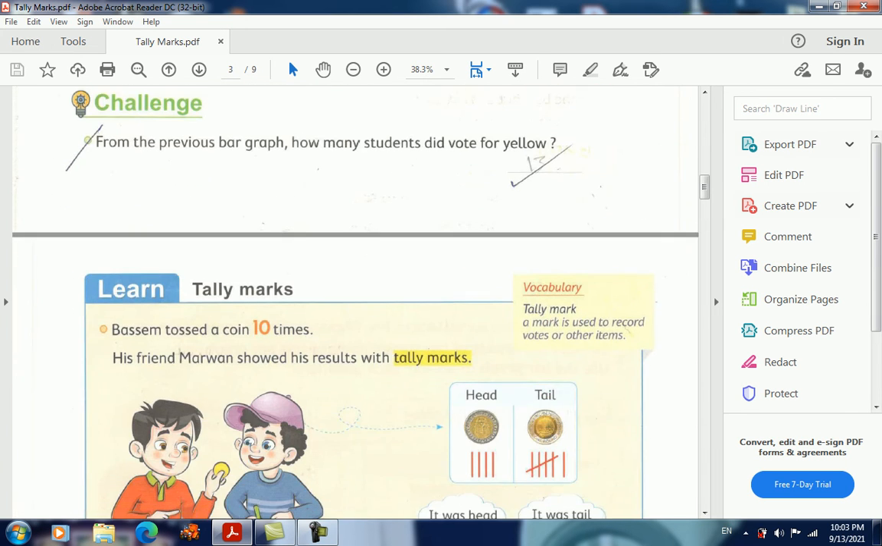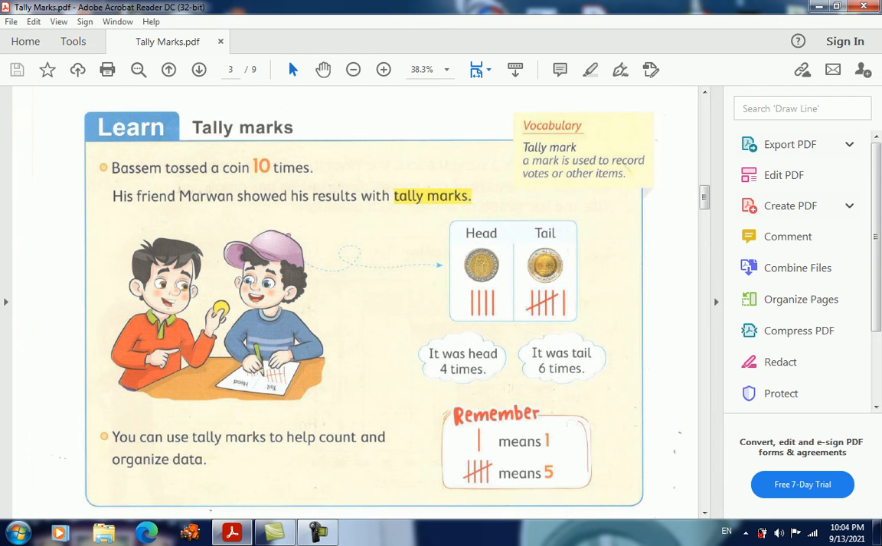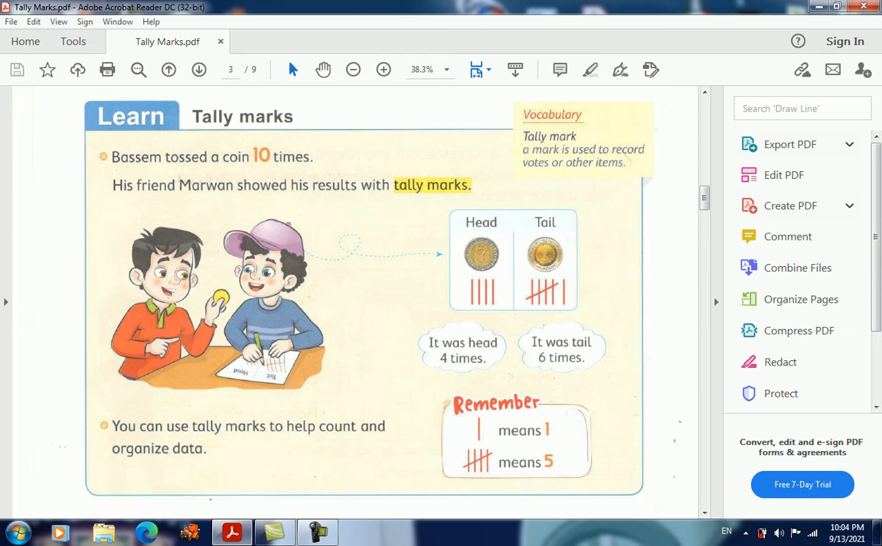Now let's move to the tally marks. We're going to learn tally marks. First of all, the vocabulary: the tally mark. A tally mark is a mark which is used to record votes for other items.